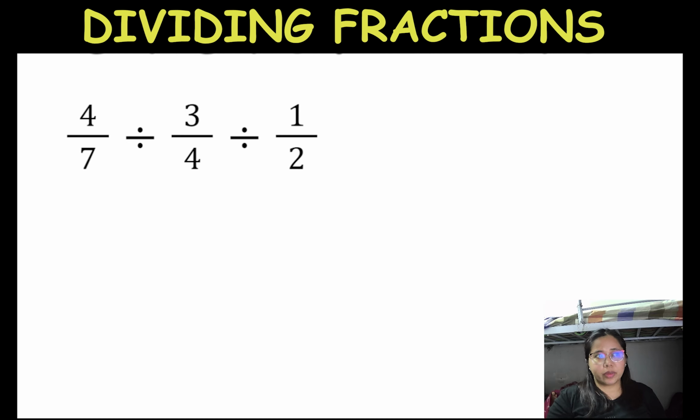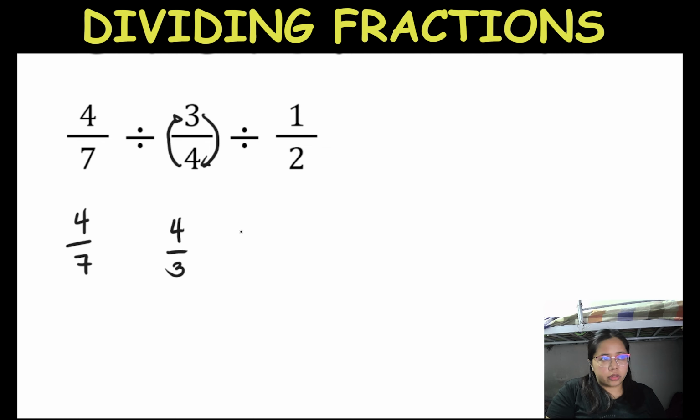Okay, so next example, we have 4/7 divided by 3/4 divided by 1/2. So, meron tayo dito ngayong tatlong fractions. Okay? But, nevertheless, same process pa din yan. Okay? So, the dividend will remain the same and then we'll get the reciprocal of the divisor. Okay, so, okay, baba natin yung 4/7. Okay, kunin natin yung reciprocal nito. Okay, pagbabalik na rin natin. So, we'll get 4/3. And same thing dito. Okay, we'll also get the reciprocal. So, we'll get 2/1. And we'll proceed with multiplication.